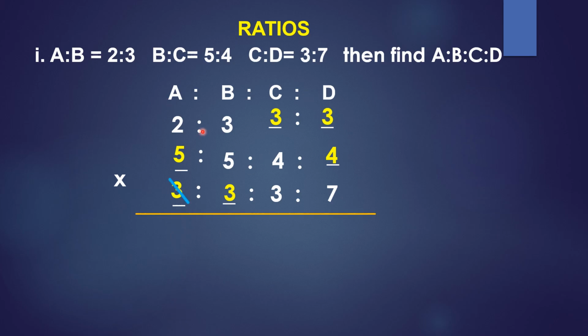Cross out 3 here under A. Under B also you cross out 3. Any 3 you can consider, this or this. Under C also we will cross out 3. Under D also we will cross out 3. So now you multiply. 2 5s are 10. 5 3s are 15. 4 3s are 12. 4 7s are 28. So instead of multiplying all the things, writing the answer, again reducing, if you directly find any common number like this, cross it out and directly you can write the answer.